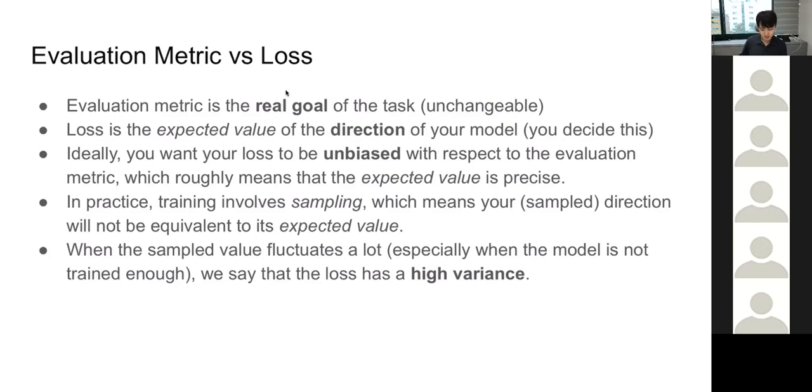the evaluation metric is the real goal of the task. So who sets this goal? It might be you, it might be your customer, if you're running your business, but as long as you have defined the machine learning task, this is unchangeable. It's something that you want to always achieve. And it's the absolute metric or success metric of your model. But loss is not the goal. It's actually not the real goal. It's more of the direction that you give to your model.